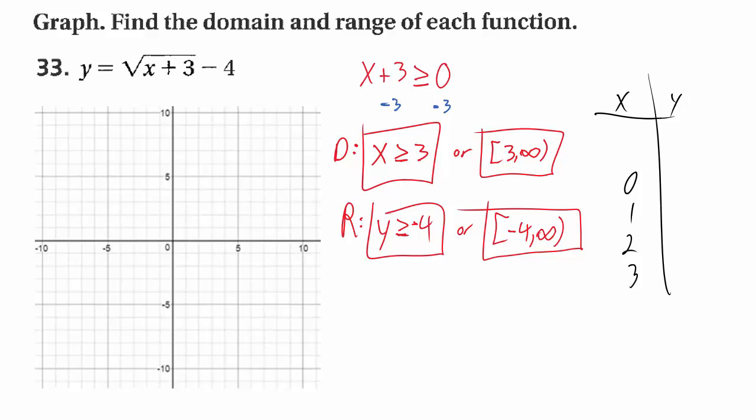Whereas normally I can't put a negative under a radical, since I'm adding 3 to the x, you can actually put a -3 inside the radical. Now, if you put a -3 here, -3 plus 3, that's square root of 0, which is 0. Then we subtract 4. So the x value -3 outputs a y value of -4.